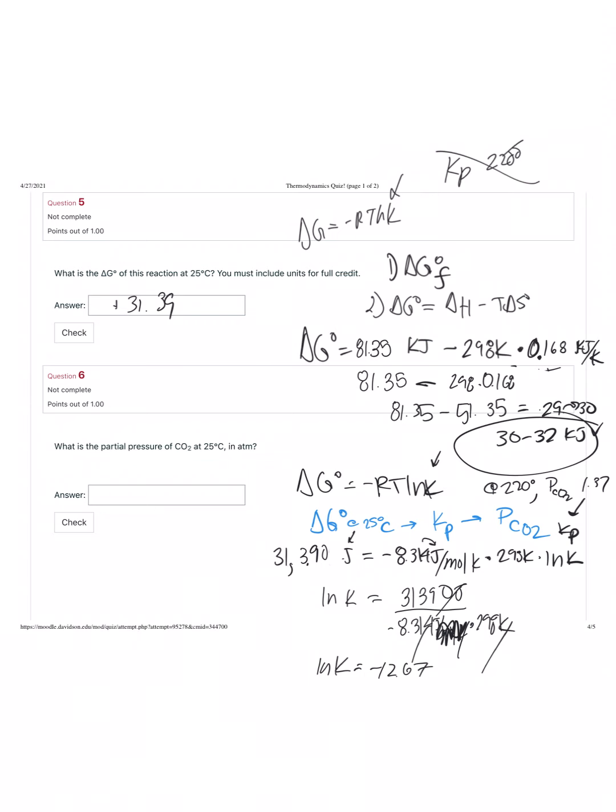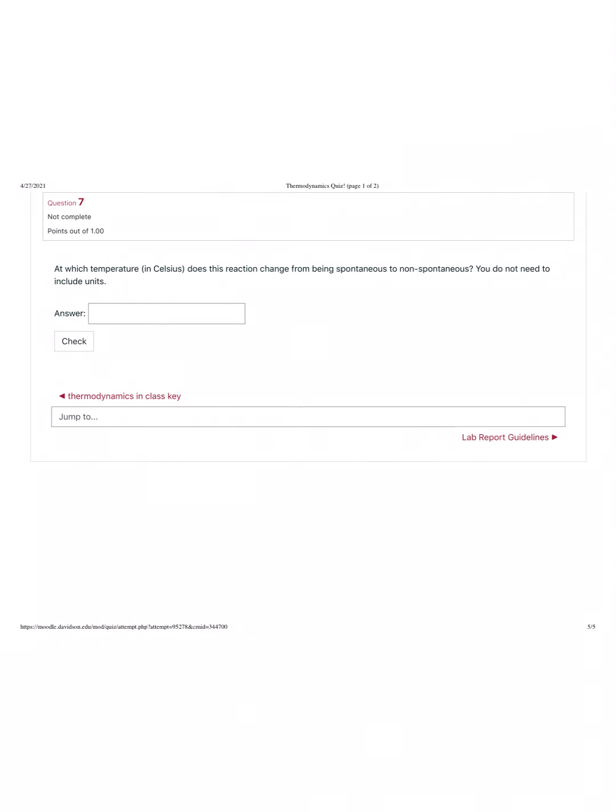Okay, so we want to solve for K. The way we can solve for K is we raise e to the power of both sides. So we go e to the answer. All right, e to the answer gives us K is equal to 3.15 times 10 to the negative 6. And if Kp is equal to the partial pressure of CO2, because it's the only gaseous part of the equilibrium, then our partial pressure of CO2 is equal to 3.15 times 10 to the negative 6 atm. All right, there we go. Wonderful.